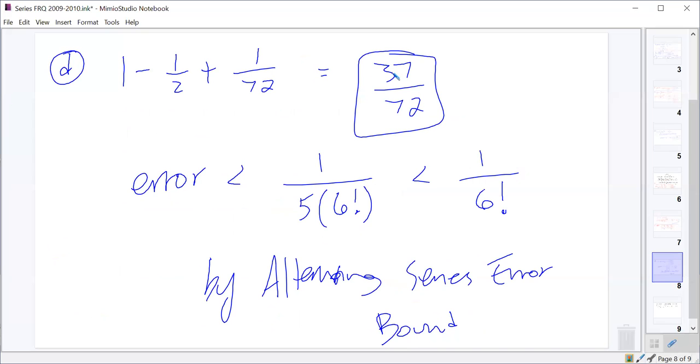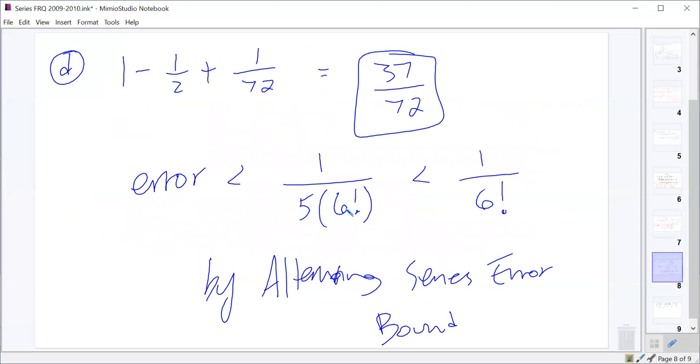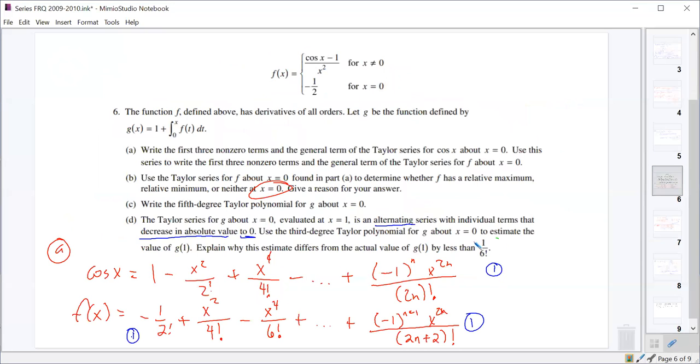So we truncated using 3 terms to get 37 over 72, which tells us that the error must be less than the 4th term at x equals 1. And the 4th term at x equals 1 is 1 over 5 times 6 factorial. And that is definitely less than 1 over 6 factorial, which is what they wanted us to state, that the error is less than.